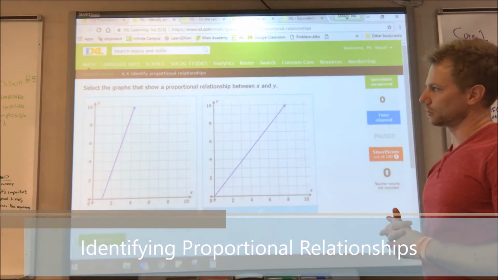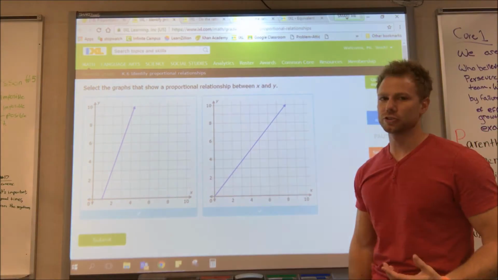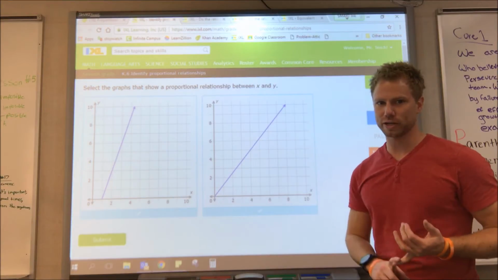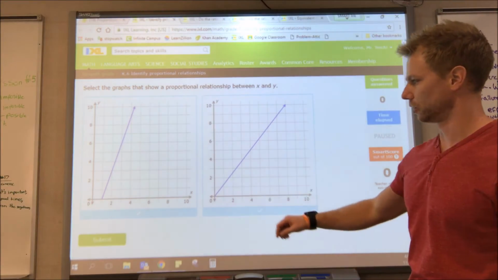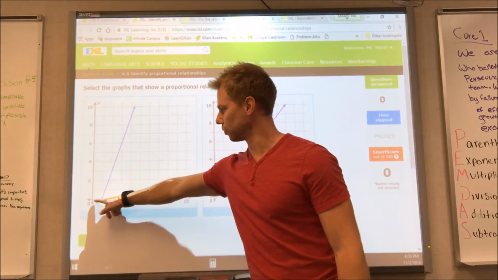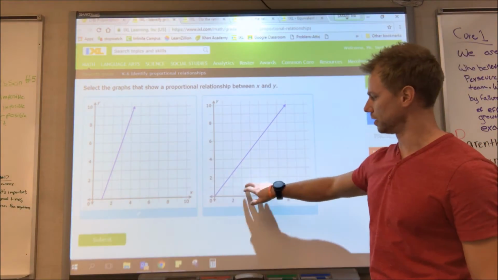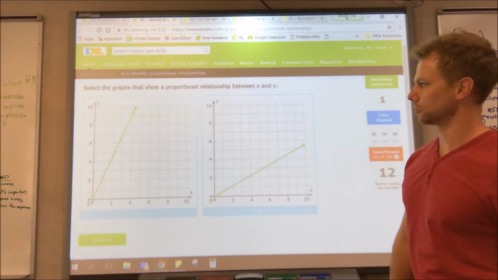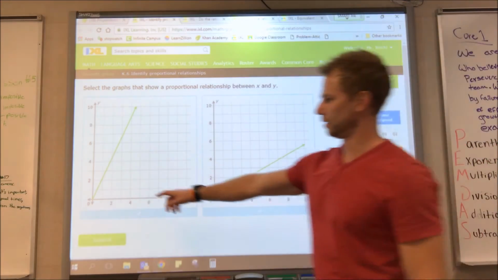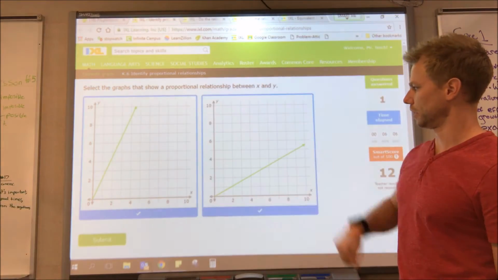Okay, select the graph that shows a proportional relationship. Okay, remember from the notes, if it's a proportional relationship, it's a straight line that goes through the origin, which is 0, 0. This one does not go through the origin, so it's not a proportional relationship. This one does, and it's a straight line, so that forms a proportional relationship. This one goes through the origin, straight line. This one goes through the origin, straight line.